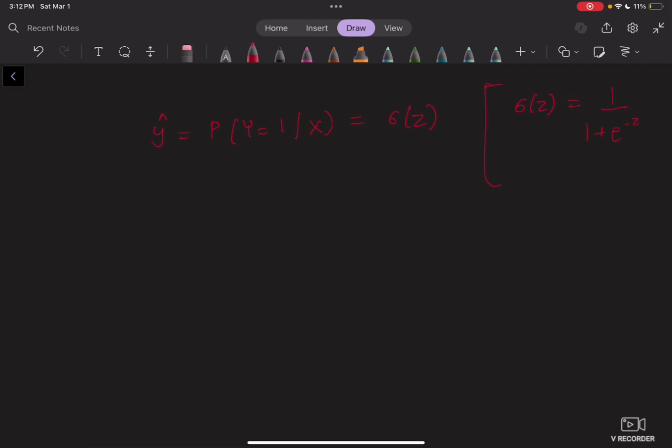And if you haven't looked at the previous video, this might be confusing. So please do look at the previous video if you're trying to understand the intuition behind the sigmoid function. But for now, I'm going to assume that we have our sigmoid function, and this is where we're getting our probability from. And what is this z? This z is W transpose x plus b.